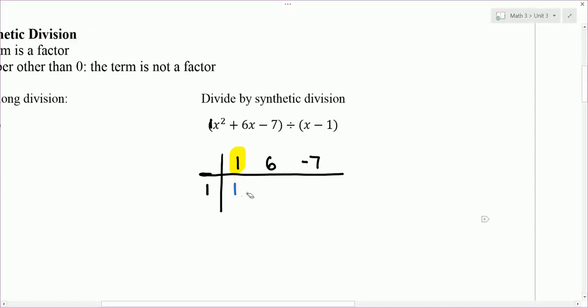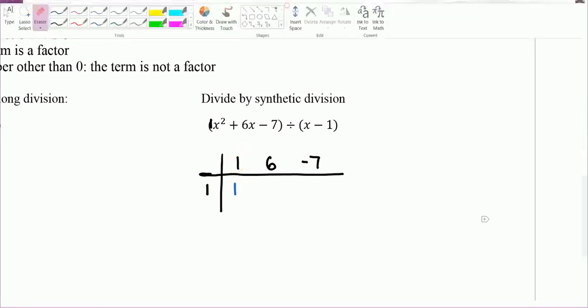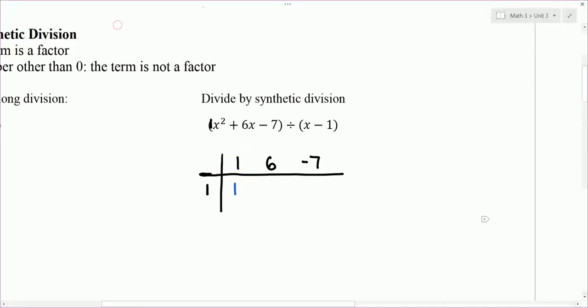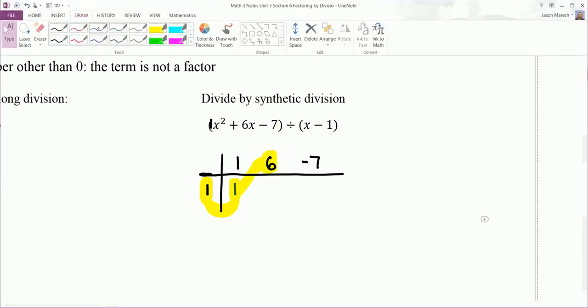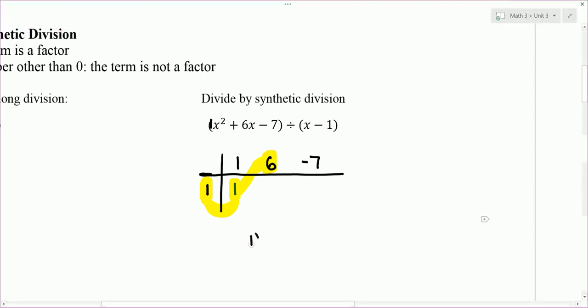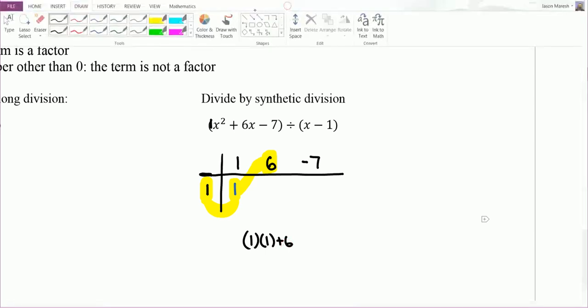After that, you multiply those two numbers. So 1 times 1 is 1. And then whatever you get, you add it to this number. So 1 times 1 plus 6 is what you're doing in your head. And you get 7, and you put the answer here, right beneath the 6.